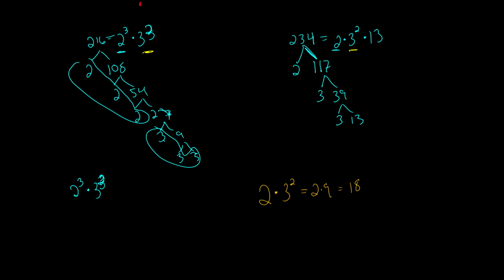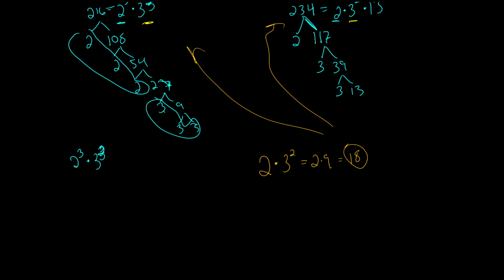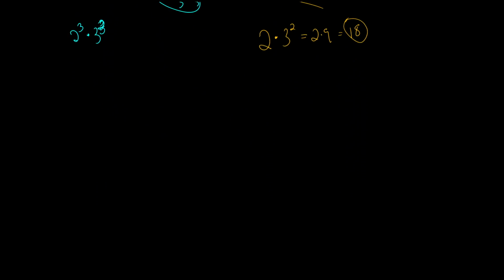And so 18 is the greatest common divisor. I can divide both of these numbers by 18, and that is the largest factor that these two share. The greatest common divisor is the largest number that two numbers share.